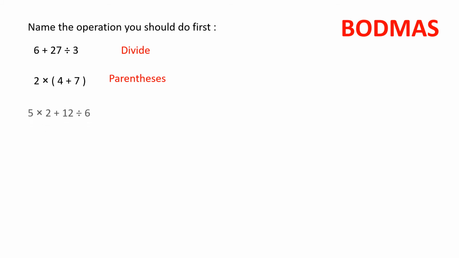One more example. 5 times 2 plus 12 divided by 6. If you look at the word BODMAS, divide comes before multiply. But in this question, I have to multiply first because I said order. Order for multiply and divide means whichever comes first on the left, do it. If multiply comes first, you have to multiply. If divide comes first, you have to divide. So in this question, what do you have to do first? Of course, you have to multiply first.